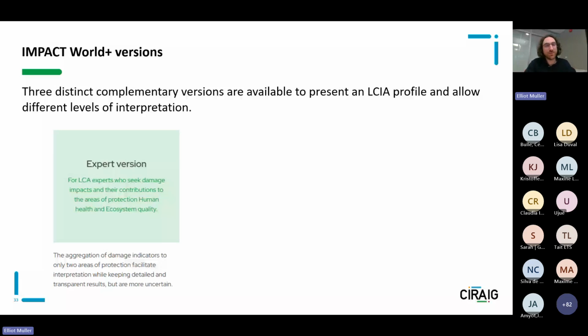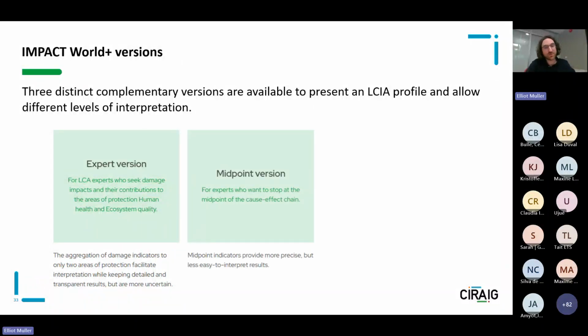First, what we call the expert version. It's aimed at LCA experts who seek damage impacts. It includes all the indicators at the damage level and only indicators at the damage level. The idea is to characterize the damage impact and the contribution to the areas of protection, which are human health and ecosystem quality. This possibility to aggregate the damage indicators to only 2 areas of protection facilitates the interpretation while keeping detailed and transparent results, but they are also a bit more uncertain than at the midpoint level.